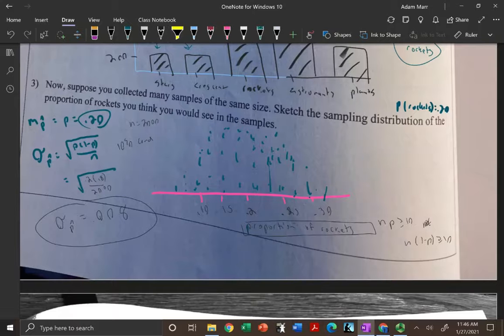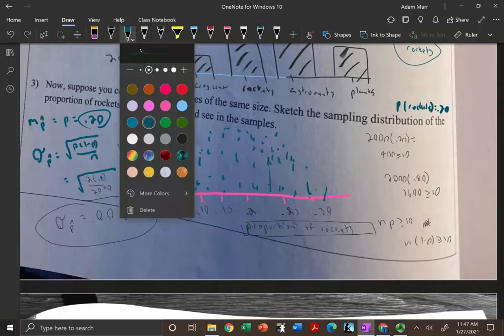And how we know that, and this will come to the next section, is if we do n times p, so that's going to be 2,000 and our proportion of rockets, remember, is 0.20. So n times p is going to end up giving you 400. That's greater or equal to 10. And n times 1 minus p is right here going to be 1,600. That's also greater or equal to 10. So it's approximately normal. So we can just draw a sampling distribution right here that looks approximately normal.